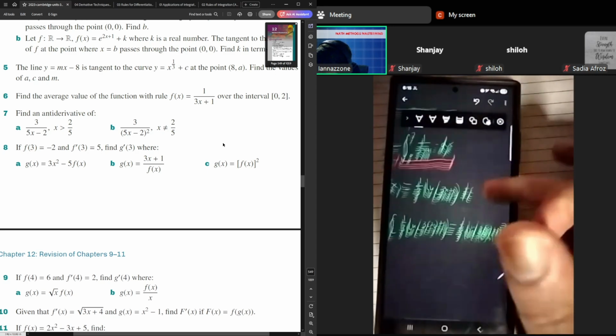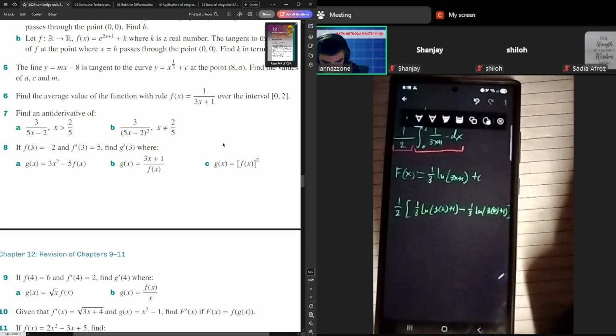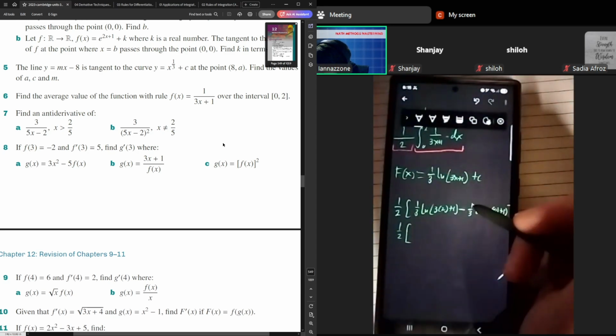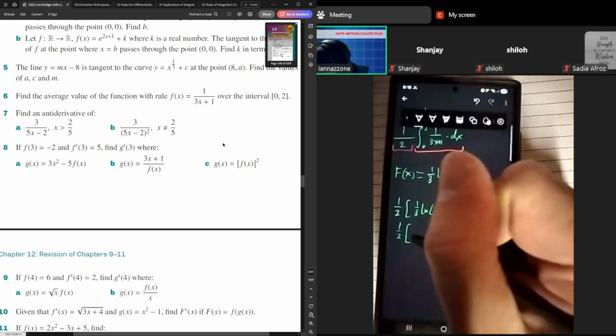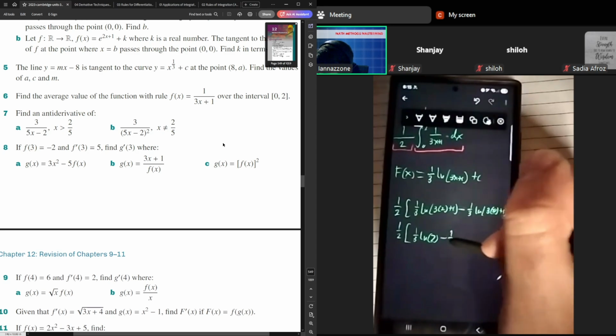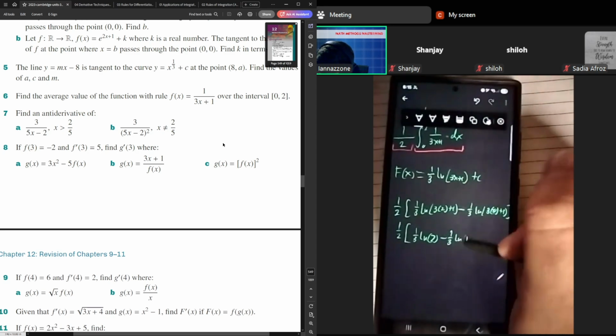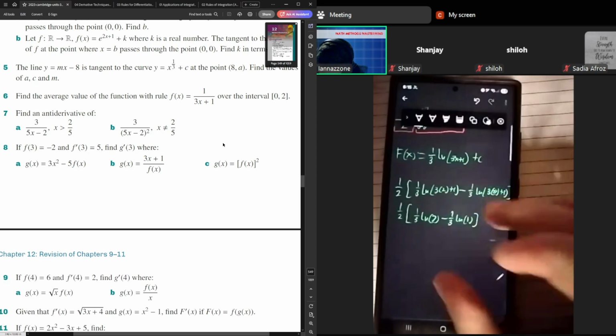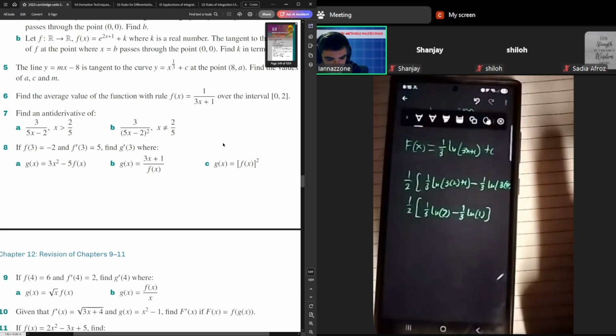And simplify. So we're going to have our half from before. 3 and 2 make 6, and then 1 is 7. A third, natural log 7, minus a third, natural log 1. We've got a couple of options here. Up to you. How shall we simplify this further?